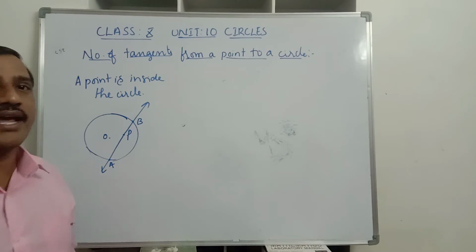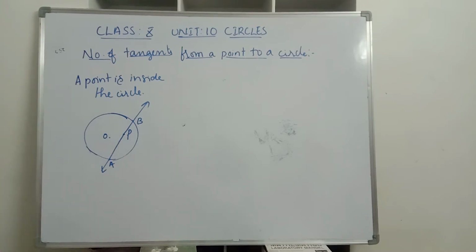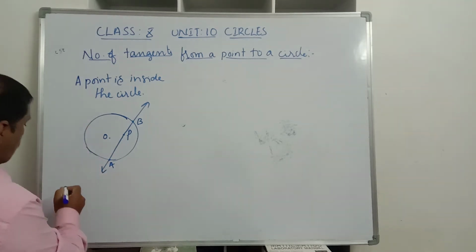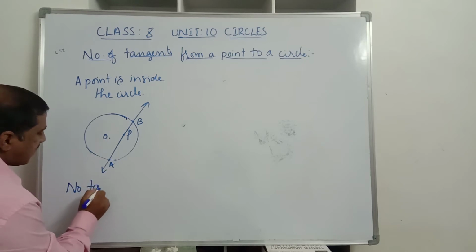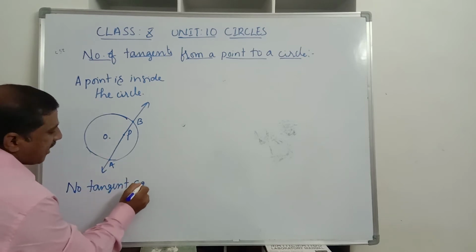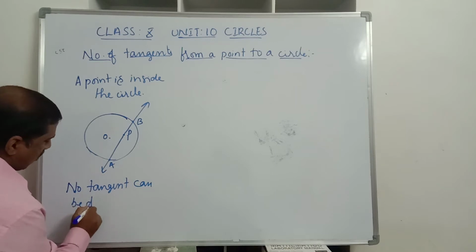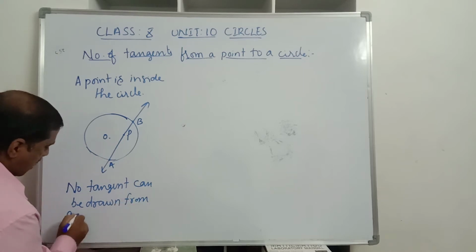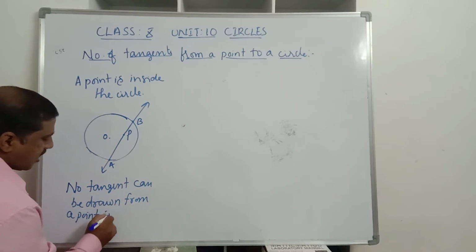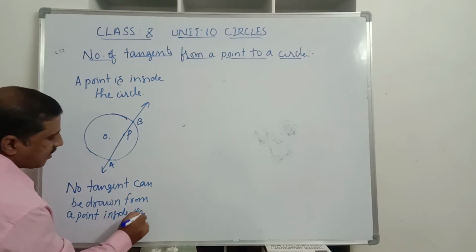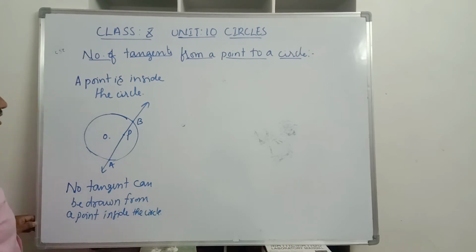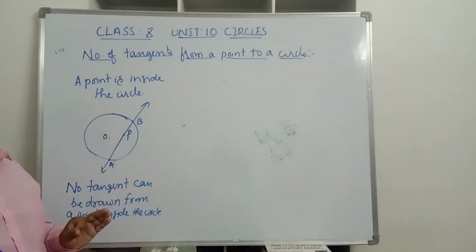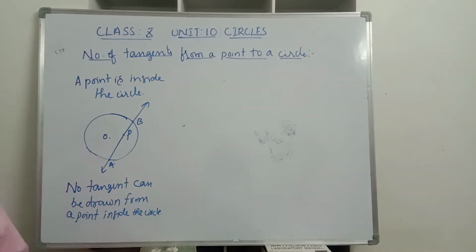So what can we conclude from this? If a point is inside the circle, no tangent can be drawn from a point inside the circle. So how many tangents can we draw to a circle from a point which is inside the circle? It is 0 tangents we can draw. That is, no tangents can be drawn to the circle from here.